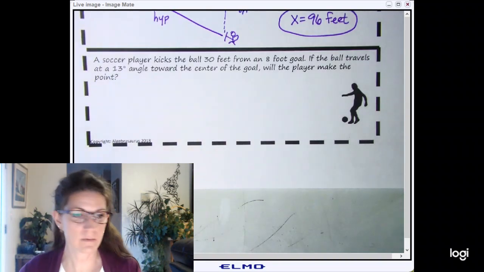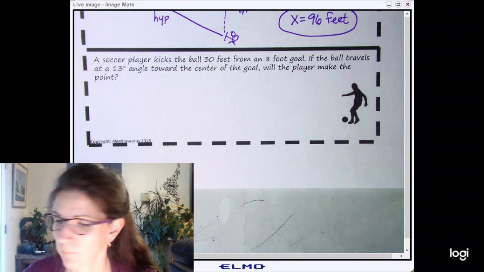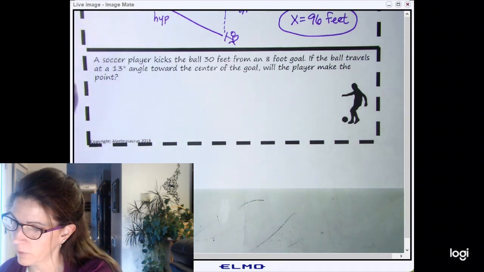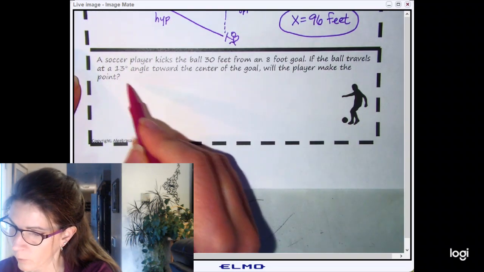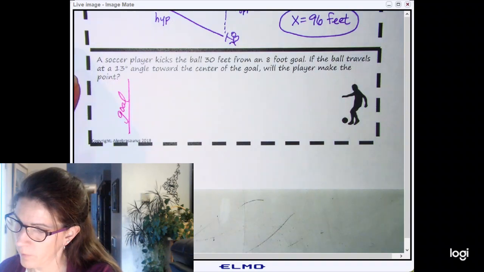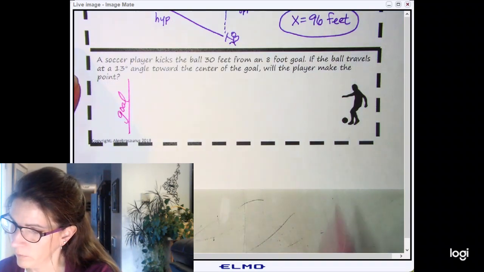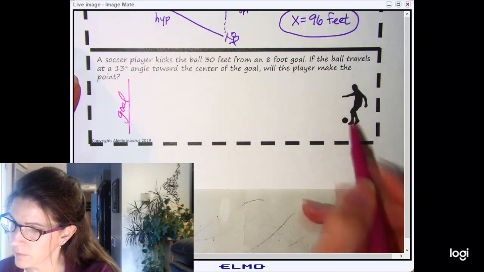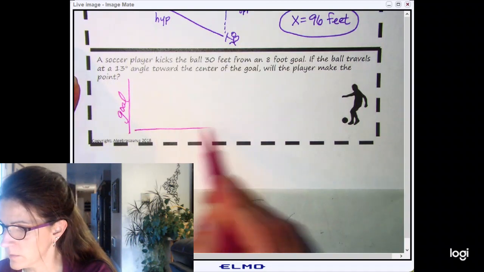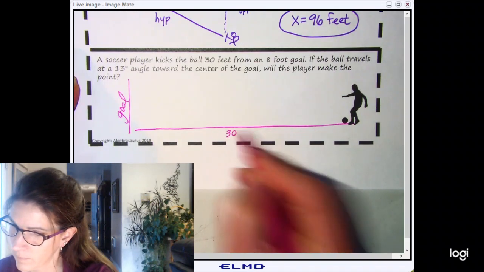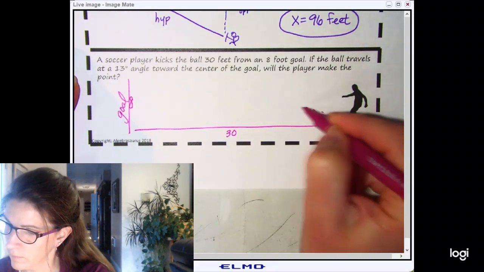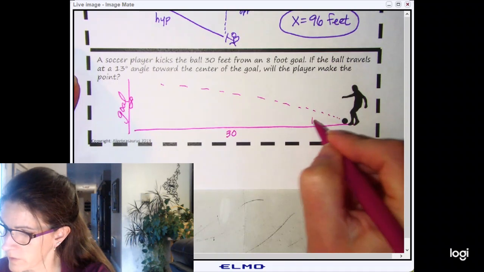And our last problem. I think this is a two-step problem if I remember correctly. So let's take a second and figure out what it means. A soccer player kicks the ball 30 feet from an 8-foot goal. Well, let's have our goal be right here. Here's our goal. All right. If the ball travels at an angle toward the center of the goal, will the player make the point? So he kicks it 30 feet from. This distance here is 30. Our goal is 8 feet high, and the ball has a projection of a 13-degree angle.